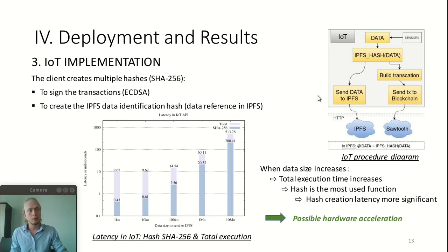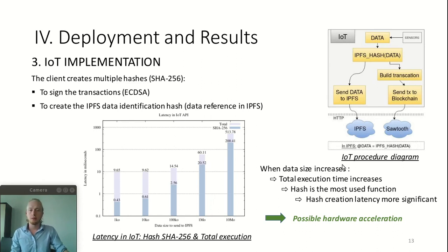And as you can see here in the protocol, in the procedure for how the data is handled in the IoT, we have the sensor that creates the data. Then the data goes through the IPFS hash. Once we have the IPFS hash, we can send the raw data to IPFS along with the public key, as we have seen in the protocol before. It will also then build the transaction with that hash, and along with, of course, other information in the transaction, it will send that to the blockchain, to Sawtooth.